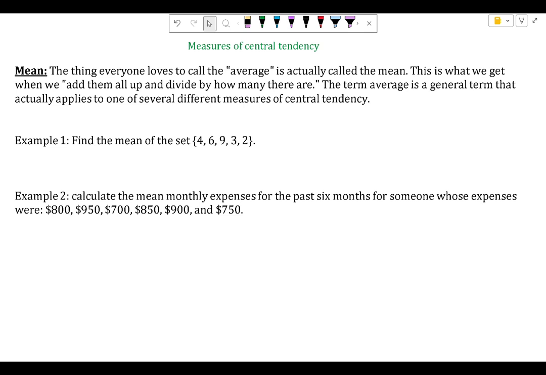Hello, welcome. In this video, we are going to look at the measures of central tendency, which are generally referred to as the mean, median, and mode. We'll talk about all three of these in this video.